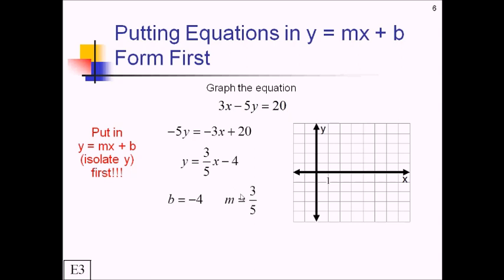Let's go ahead and graph those now. So we've got down 4 for our y-intercept, going up 3, right 5, and then draw the line.